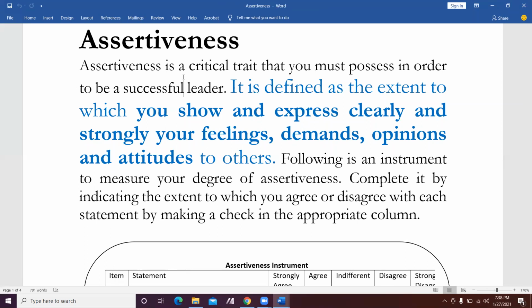Therefore, we are going to learn in detail this concept, assertiveness, this competence, this skill or this ability. It's a critical trait that you must possess in order to be a successful leader. I will deliver one lecture on leadership in future. To become a successful follower, you also need assertiveness. Indeed, to live happily and peacefully, you will have to use assertiveness to a great extent.